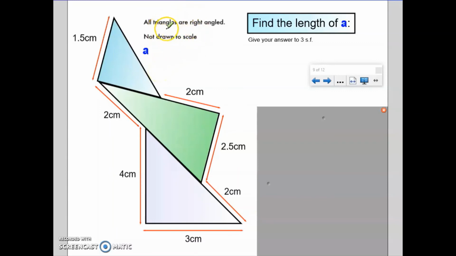So you're going to need to use Pythagoras repeatedly. Notice that all the triangles that are drawn are right angled and they're not drawn to scale. So I would like you to try and solve the puzzle by finding the length of A. If you could pause the video at this point and have a go at this first question. Answer to 3 significant figures.